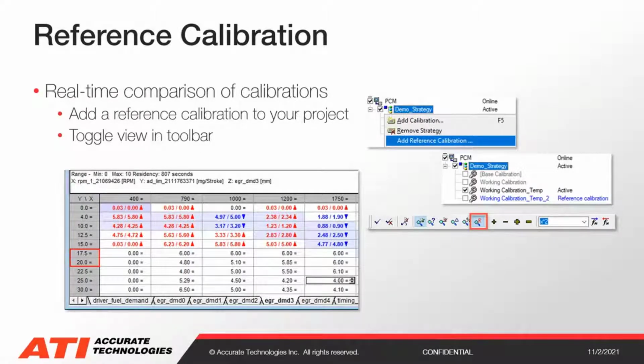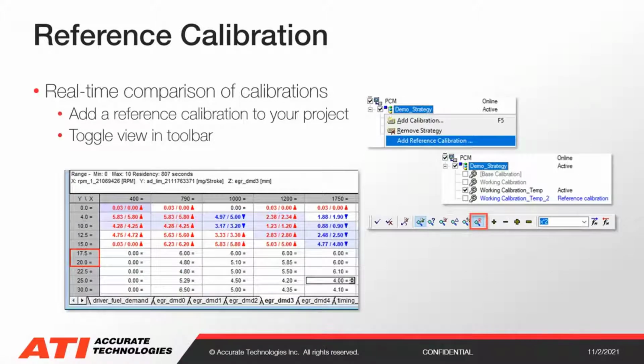Reference calibration. So it's a real-time comparison of your calibrations within a screen object. You can set a reference calibration in your project tree just like you do in the Calibration Manager. Then you can choose to enable the reference view in your screen object, and that will allow you to view something like this, so you can see your actual value and then the reference value.